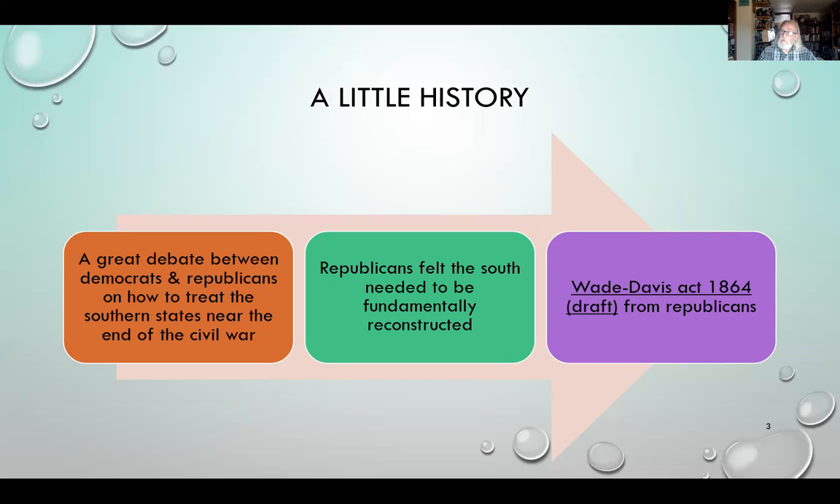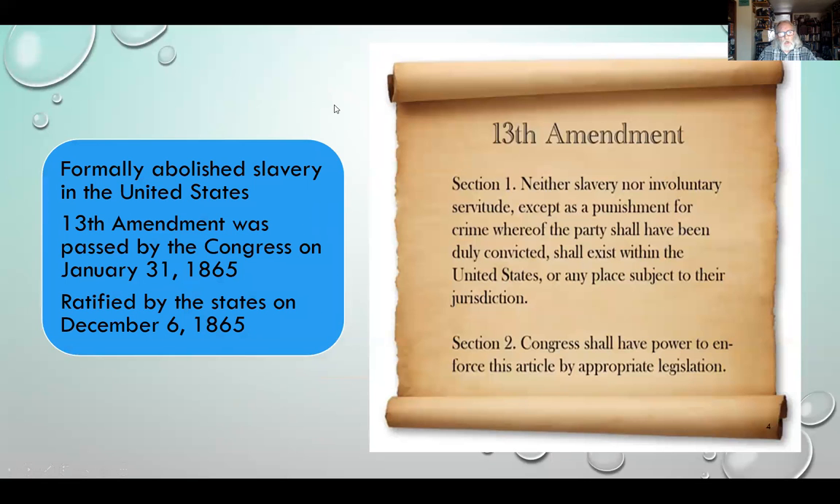And then, of course, Lincoln was assassinated in 1865, shortly thereafter. So the Wade Davis Act was not enacted, but it certainly was indicative of strong political feeling, particularly on the Republican side, during this time.